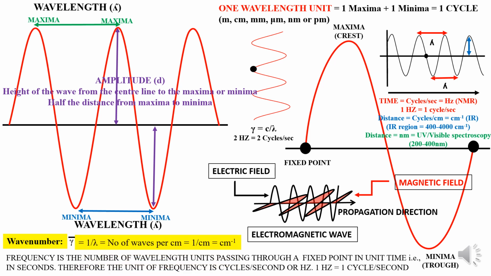What is wave number? Wave number is nothing but the number of waves per centimeter of the wave. So it's represented by the equation 1 by lambda. Now if you are measuring the wavelength in terms of centimeter, the unit for wave number will be centimeter inverse. So wave number is the number of waves present in a given centimeter length of the wave.